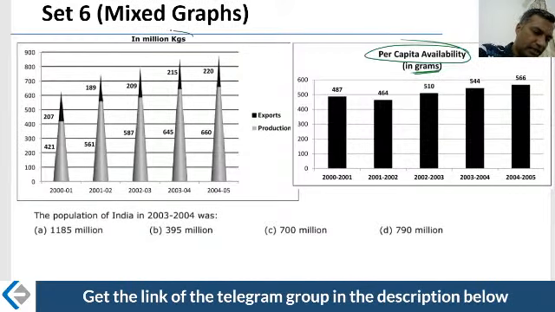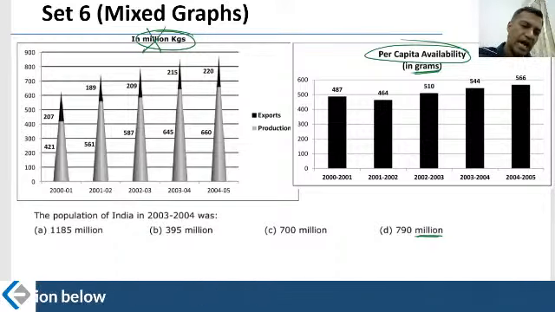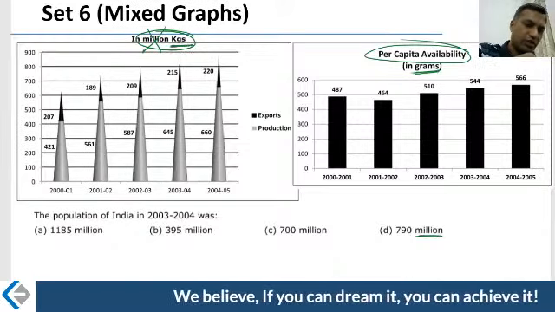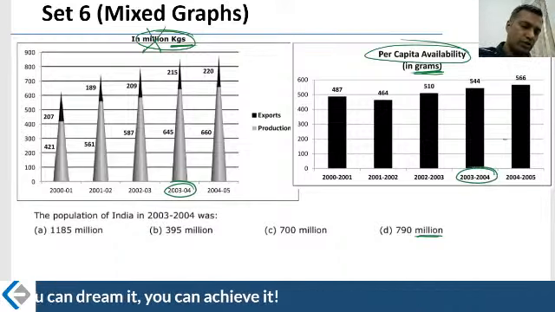What is this particular data in? In millions of kgs. My answers are in millions. Therefore, I don't have to worry about the million part here because that's taken care of by my answer. I just have to worry about kgs and grams conversion. Which year am I talking about? 2003-4 financial year.